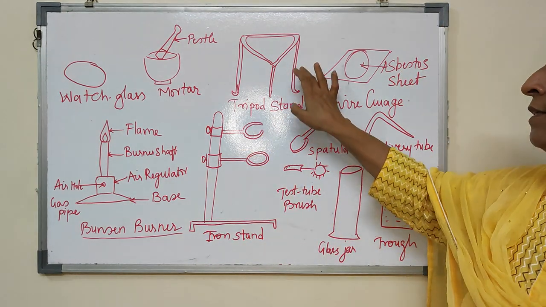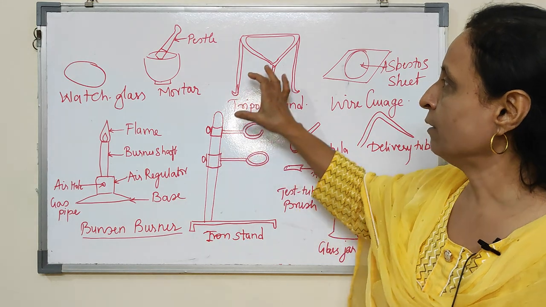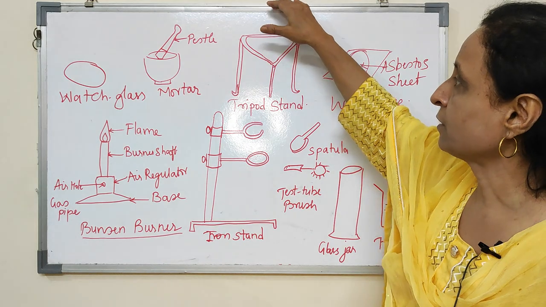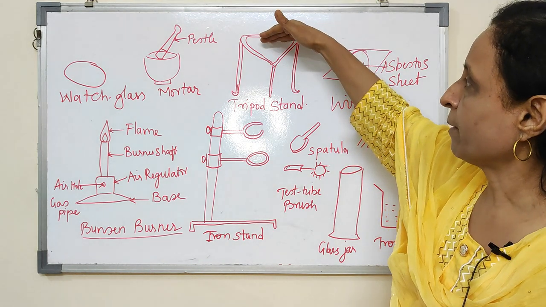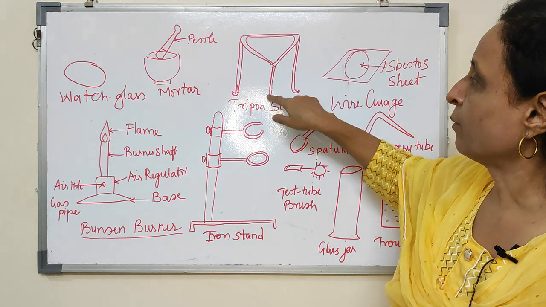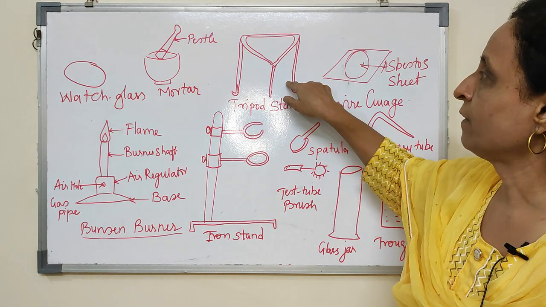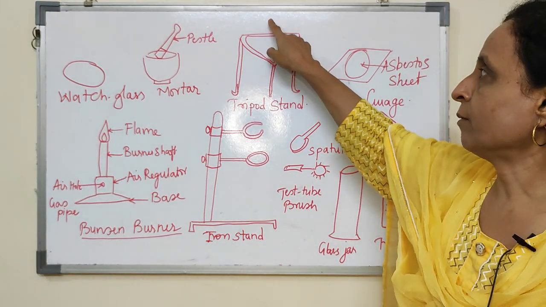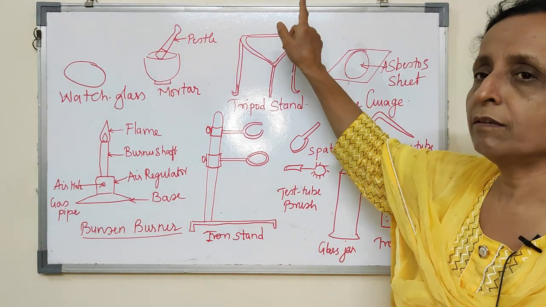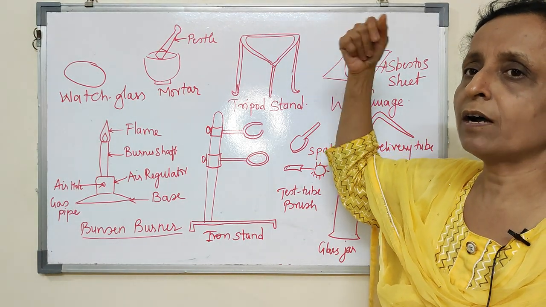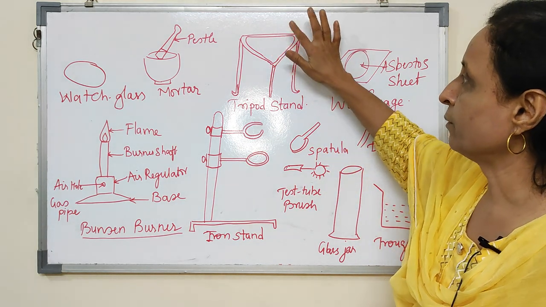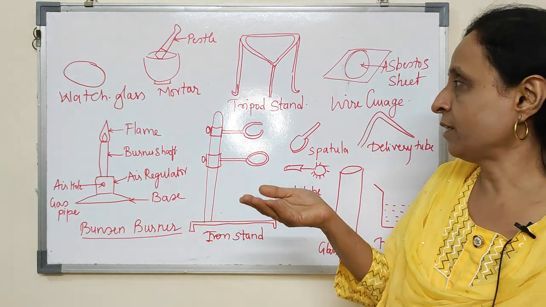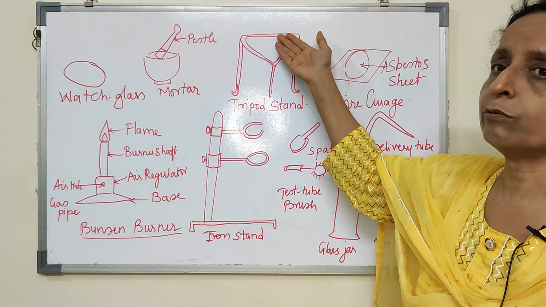Tripod stand. You can put the burner below this stand. And supposing you have a conical flask, it can be kept up, burner down, on this tripod stand. The tripod stand has three legs. You can put a burner, and you can put a conical flask, a round bottom flask, a flat bottom flask, whatever you want, on this tripod stand to heat the chemical and see the chemical reaction taking place. So this tripod stand is used for heating.